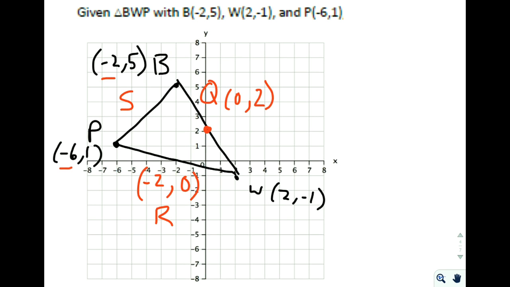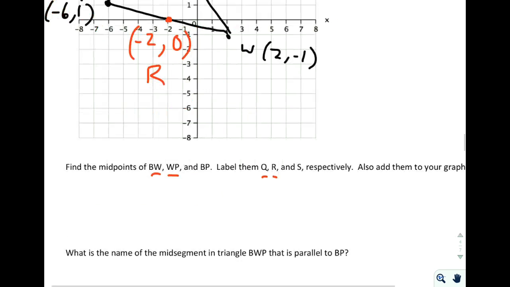Between -6 and -2, if I add those together, it's -8. Cut that in half, it is -4. I also have 1 and 5. Add those together, it's 6. Cut it in half, 3. And let's check, make sure this makes sense. Go back 4, up 3. Yeah, that looks like it's about halfway, so that's pretty good. And let's make sure I graph that one too. So now I've got all 3 of my midpoints graphed and labeled on the chart.